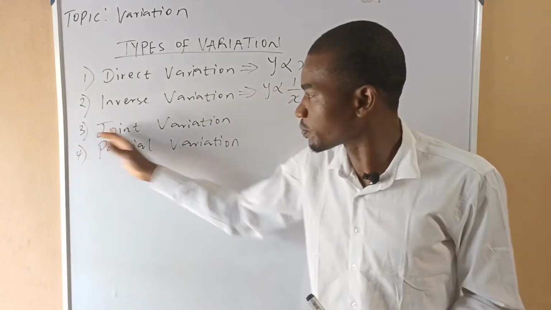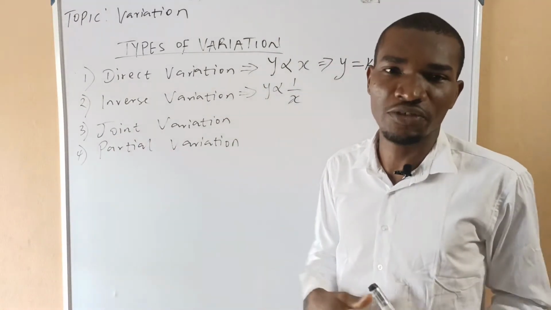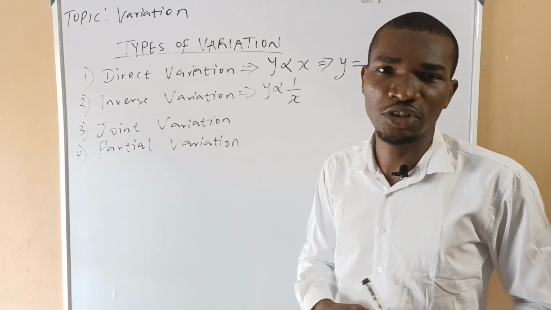Now let's go to the third part of the variation. The third type of variation is joint variation. Now, what is joint variation?